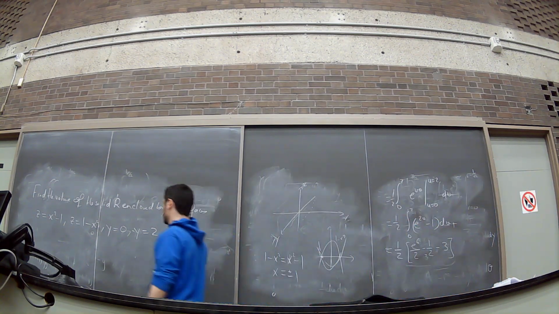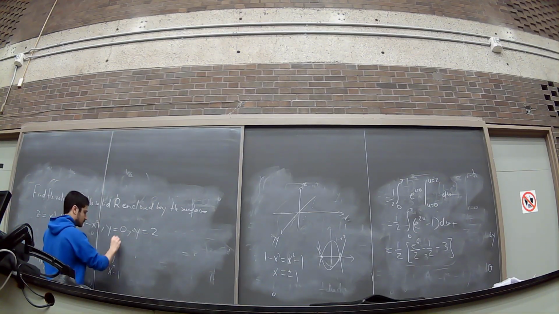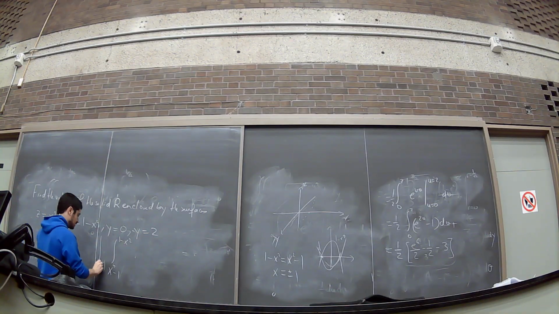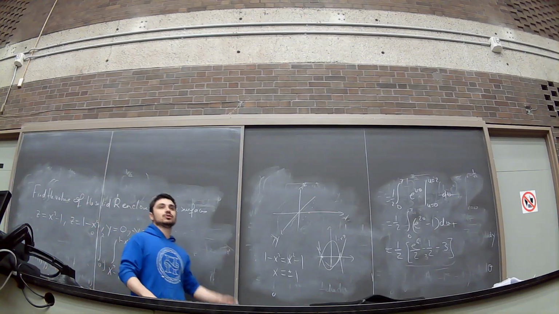So that should be clear here. What's this integral? Where does z range? From x squared minus 1 to 1 minus x squared. Where does y range? 0 to 2. And where does x range? Minus 1 to 1.